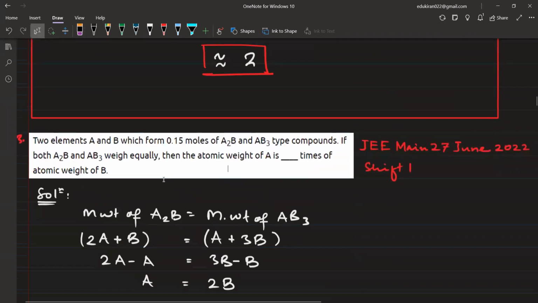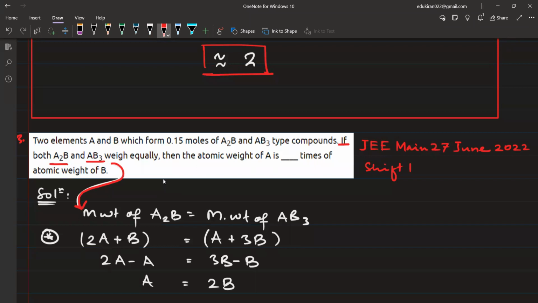See here. When the molecular weight of A2B is equal to the molecular weight of AB3, then in this case 2A plus B will be equal to A plus 3B. This is the most important line. We have got this from the question itself. We are saying if both A2B and AB3 weigh equally, then the molecular weight of A2B will be equal to the molecular weight of AB3. Now 2A plus B will be equal to A plus 3B.